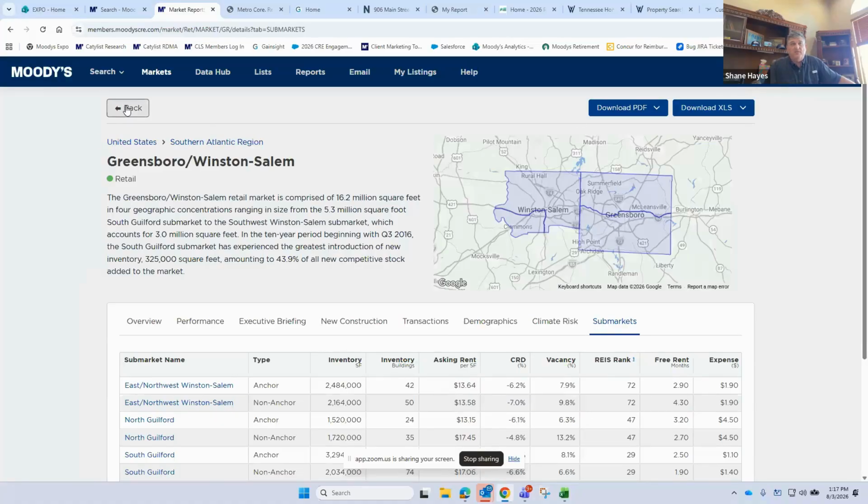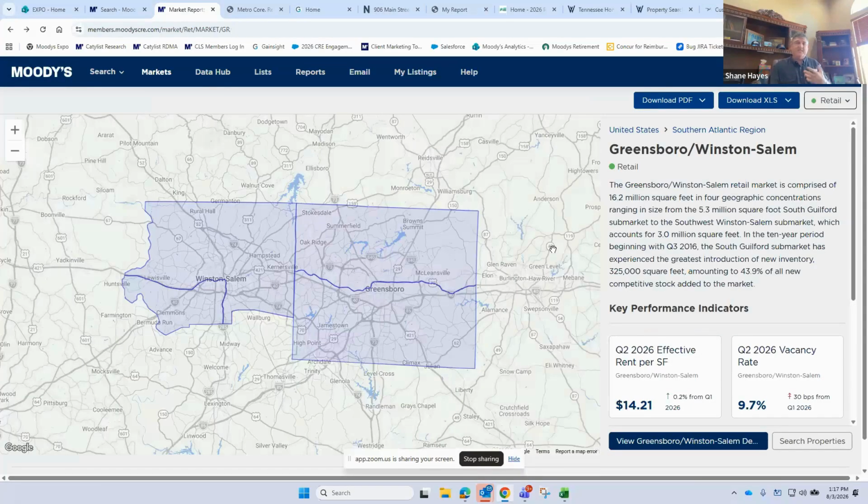I'm going to go back out just a little bit because it's nice to see these numbers from a holistic standpoint. But a lot of times brokers will ask, okay, that's great, but what does that mean? Like, where's this data coming from? So I'm going to click right here where it says search properties.